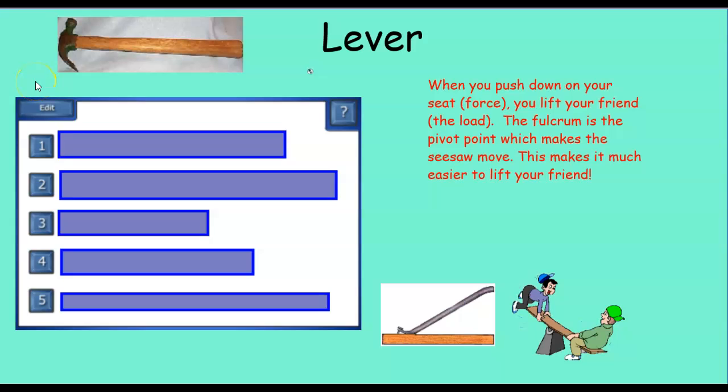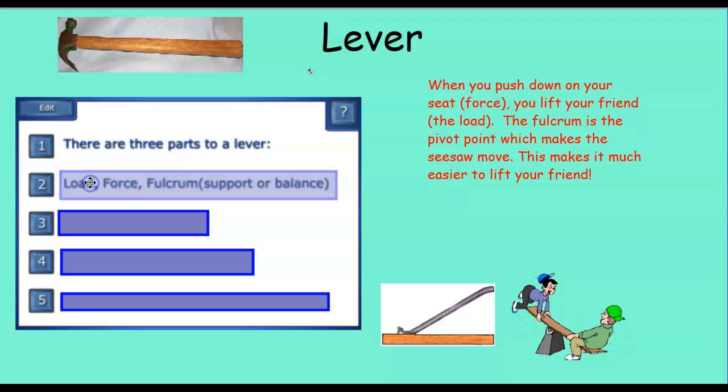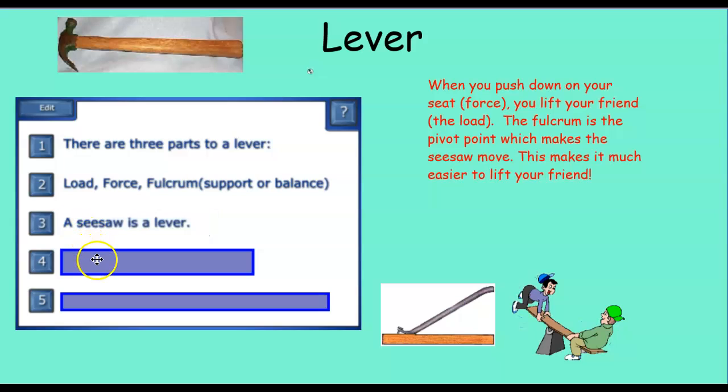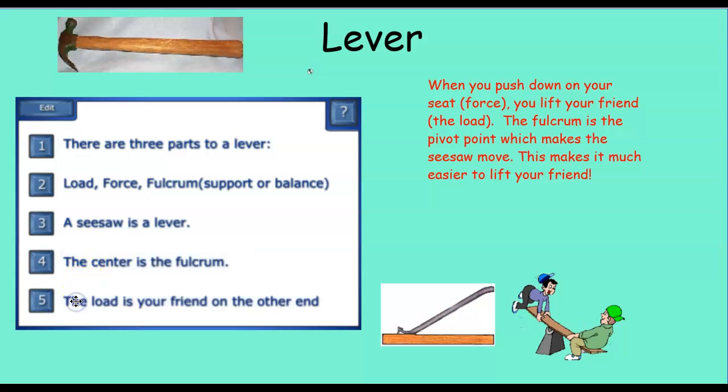On the top of page 51, you have a place to take notes, and you have 5 points. There are 3 parts to a lever: load, force, and fulcrum, which is the support or the balance. It's the part in the middle that it moves on. We have a seesaw is a lever. That's a fun lever. The center is the fulcrum. The load is your friend on the other end. You may pause the video, and resume after you finish taking notes.